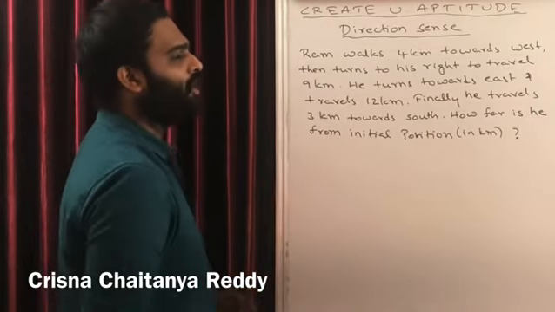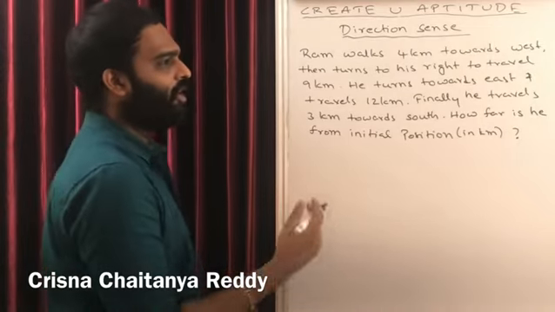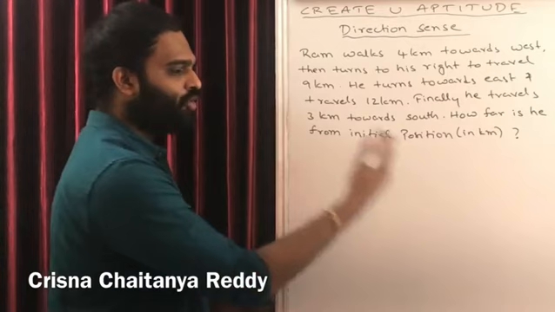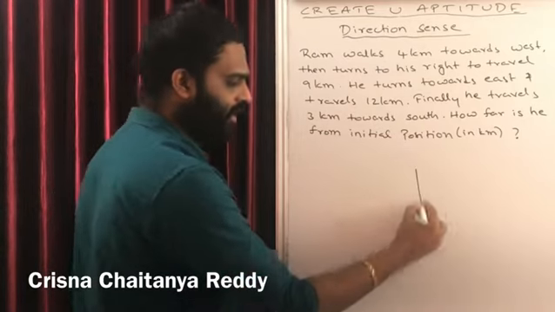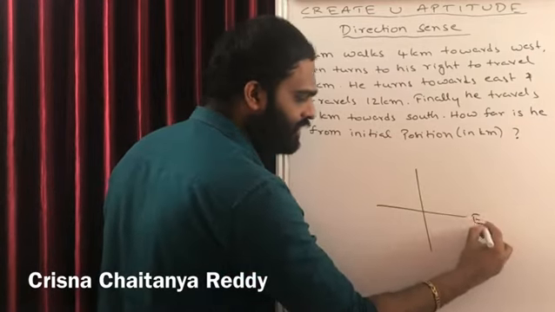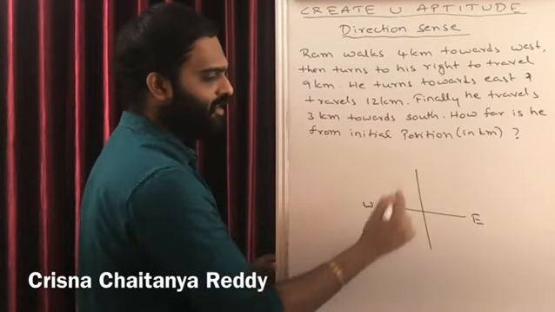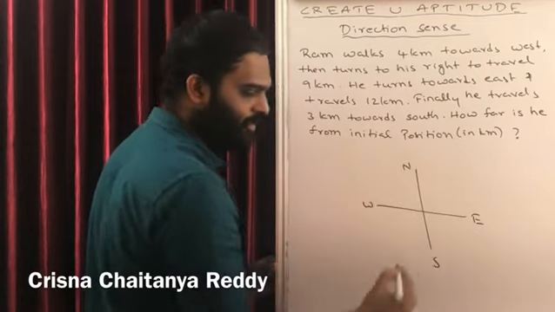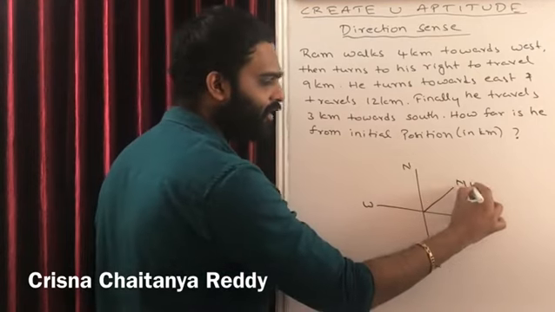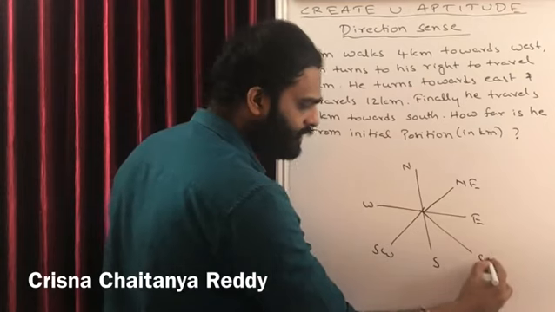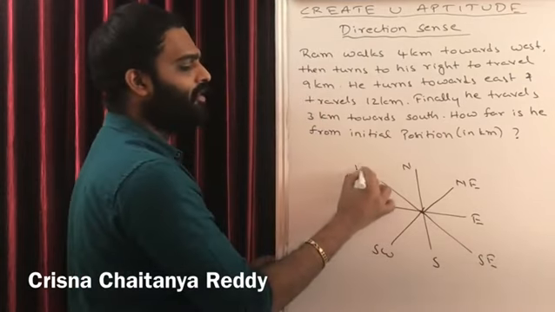Ram walks 4 kilometers towards west. Let us first try to understand what is east, what is west, what is north, what is south. If I have to show it here, I can confidently say that this will be east, this will be west. That means right is east, left is west, and this is north, this is south, and this becomes northeast, this becomes southwest, and this is southeast, and this becomes northwest.